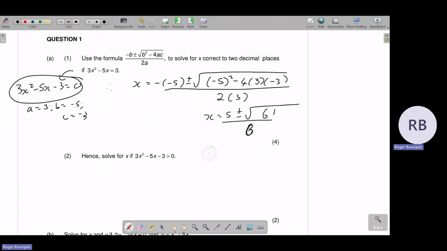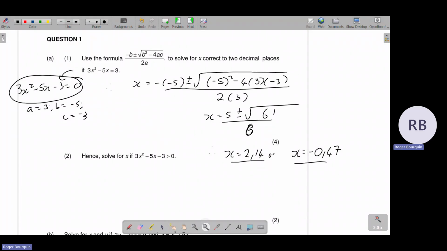So what were your answers to two decimal places? Satan, what's your other name? Medusa. Okay, right. So 2.14 or negative 0.47. Do you agree with it? Yes. Oh, yeah? Okay. Right, give yourself a mark.